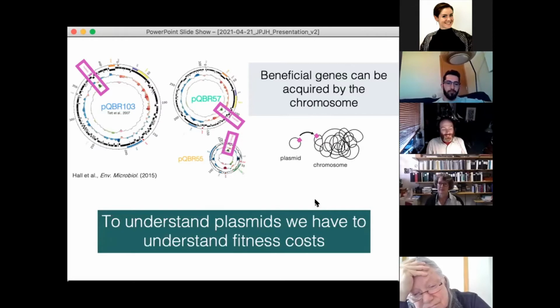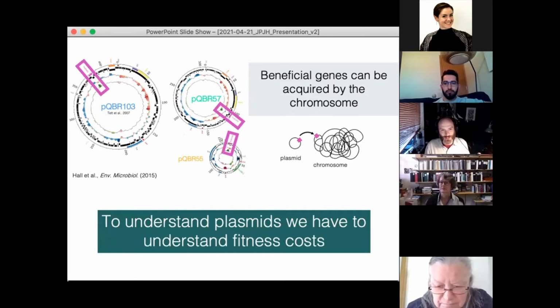So to understand plasmids, to understand the distribution of plasmids, and hence to understand horizontal gene transfer of the traits we're interested in, we have to understand plasmid fitness costs. We have to understand how bacteria and plasmids conflict with one another and how they might get along.